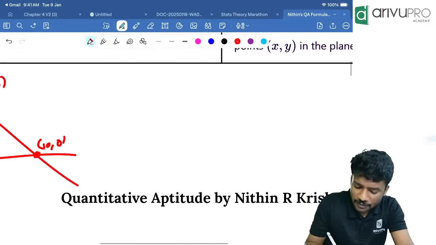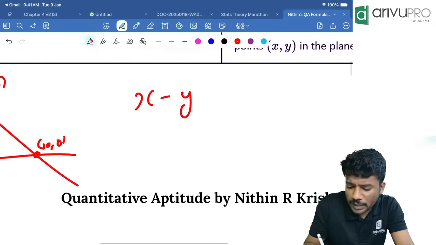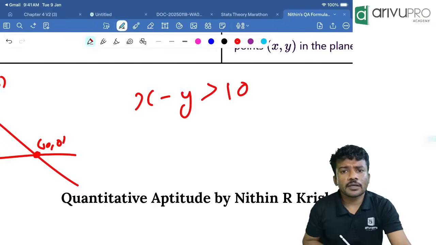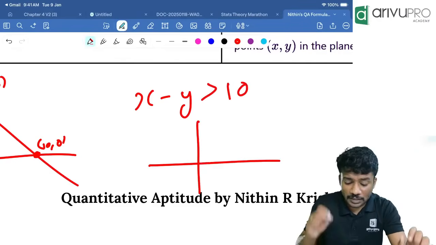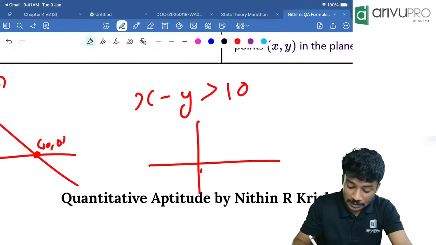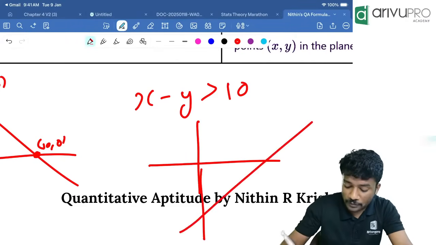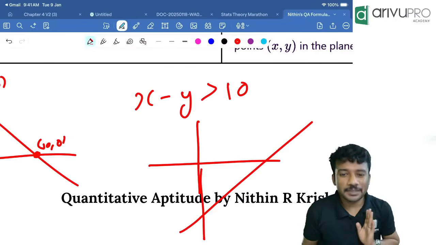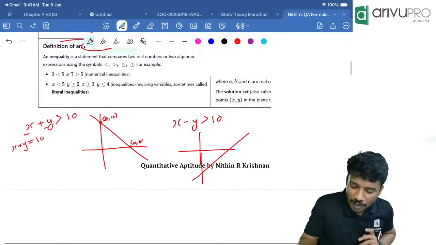Now people, if it is like x minus y greater than 10, how will the graph look like? If the signs are different, the graph will be from lower left to upper right. Remember this, you can easily solve a graph. Next one.